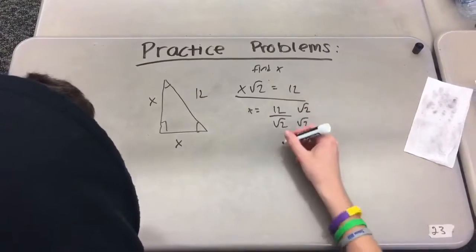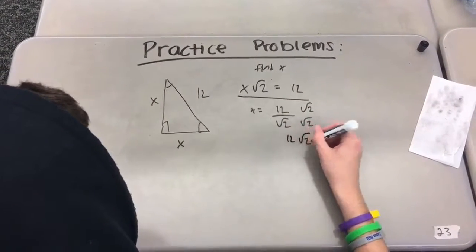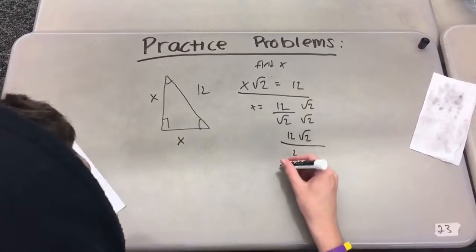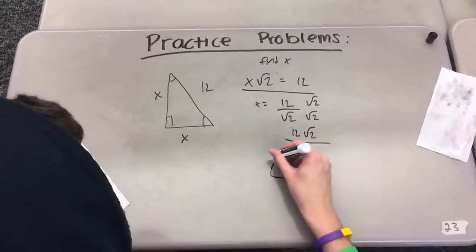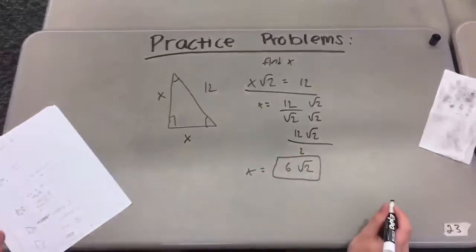You then have to cancel the radical in the denominator. Multiply radical 2 on the numerator and denominator. It becomes 12 radical 2 over 2. Simplify, it's 6 radical 2. That is your answer for x.